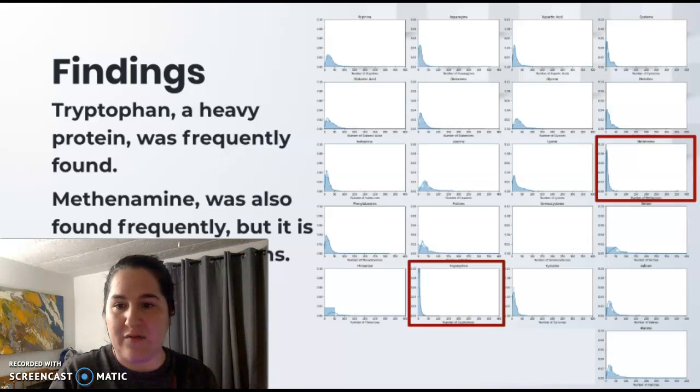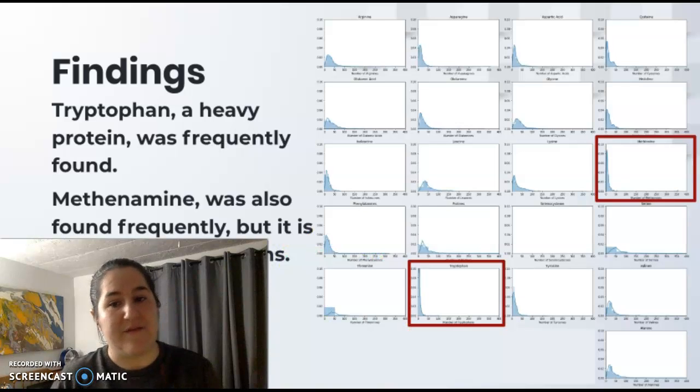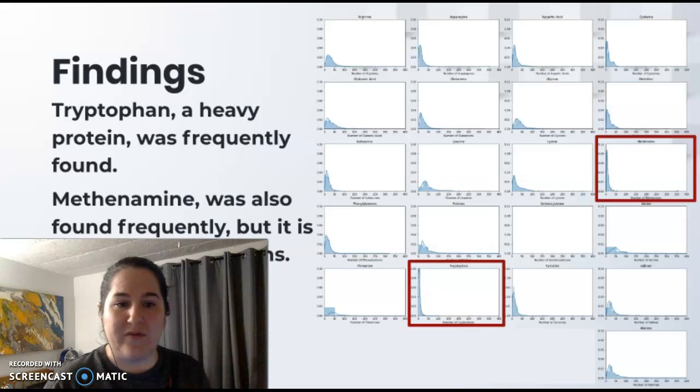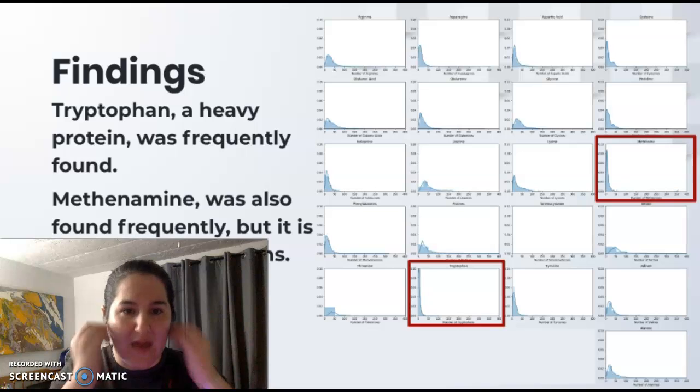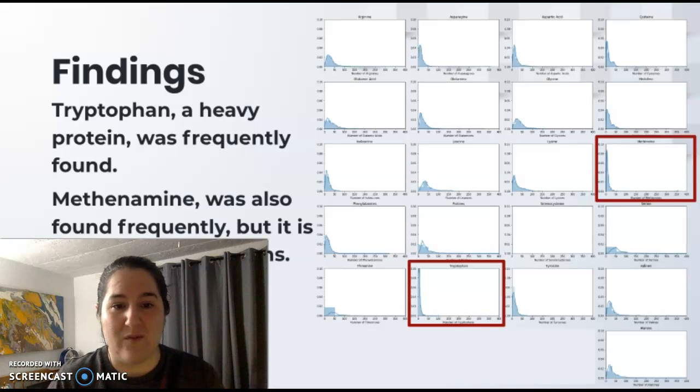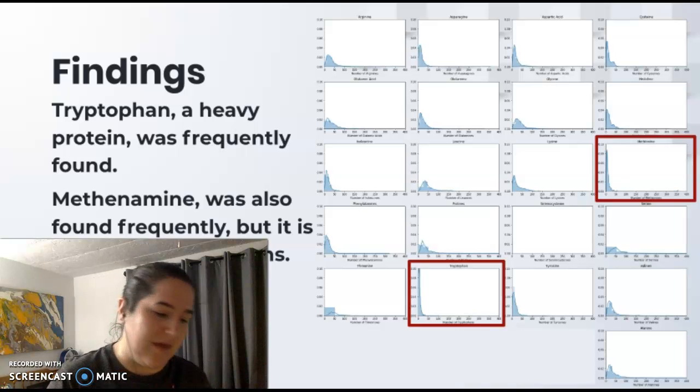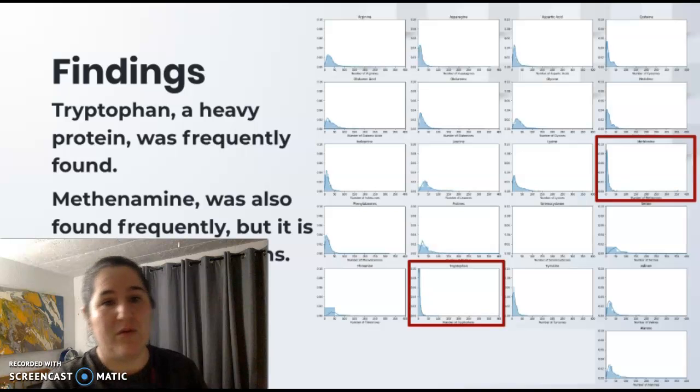The next thing that I want to talk about, I guess I should leave my face over here, is some things that I found. I found two things that were particularly interesting whenever I was looking at weight and length. Now, tryptophan is a really heavy amino acid. It's really heavy, and it was found pretty frequently, which I was surprised by. Methionine was also found frequently, but it's kind of like the start indication of this is a new protein.